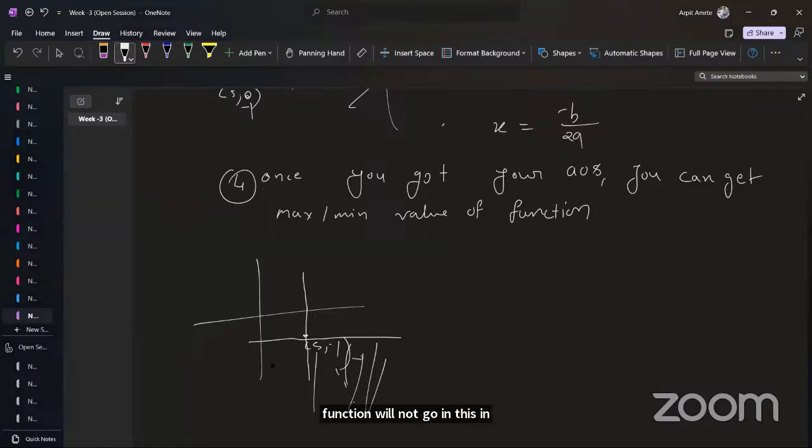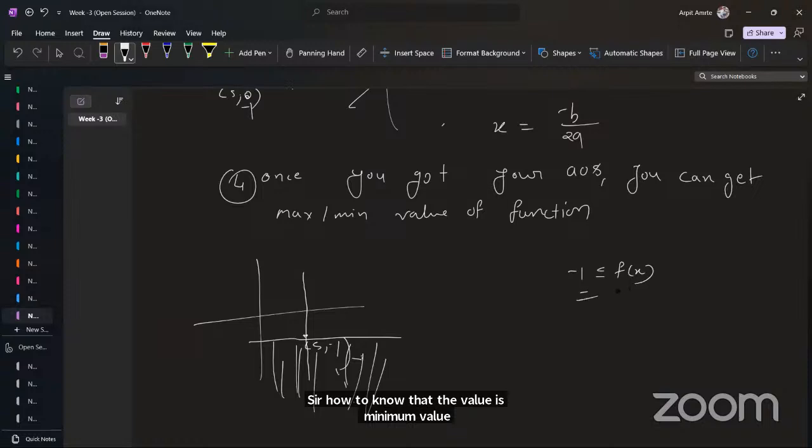Sir, how is that region not lying, when the value is the minimum value? Because what does this minimum value mean? If minus 1 is your minimum value, it means that all the values of the function will be greater than or equal to this value. This is the minimum value of the function.